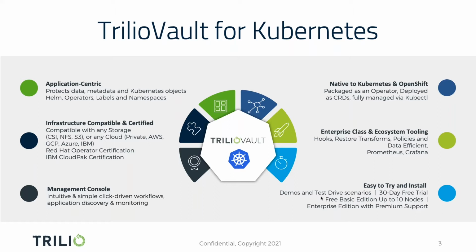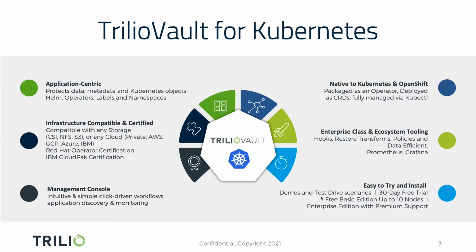At the top level, it's an application-centric product. What we mean by application-centric is that we protect the data, metadata, and any other Kubernetes objects associated with an application itself. There are multiple ways applications can be deployed within a Kubernetes environment. You have Helm charts, operators, labels, or you may have a mapping between namespaces and your applications directly. Trilio Vault provides the capability to protect your applications regardless of how you've deployed them. So we support backing up and protecting Helm charts directly, operators, labels, and if you want to protect your namespaces, you can do that as well.